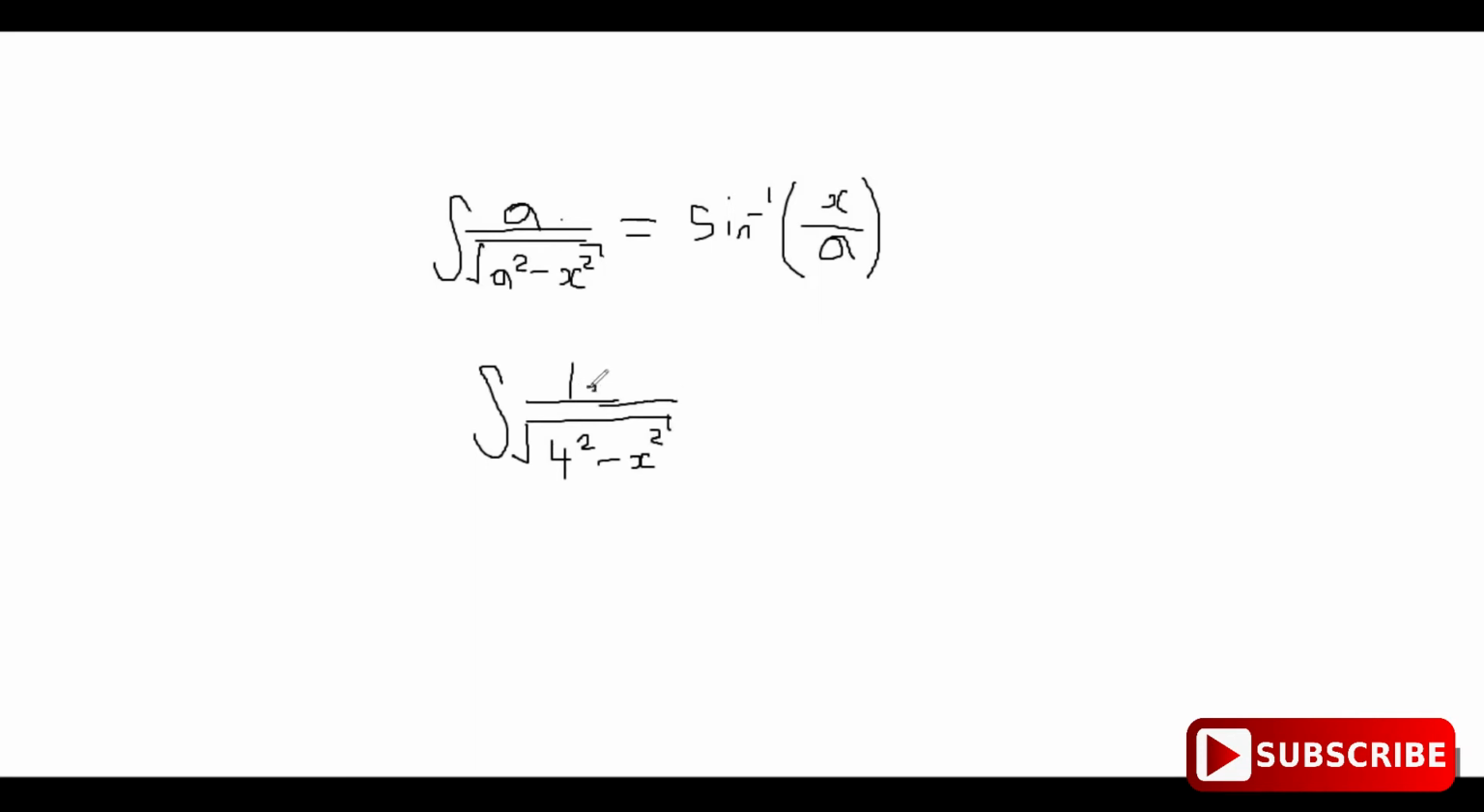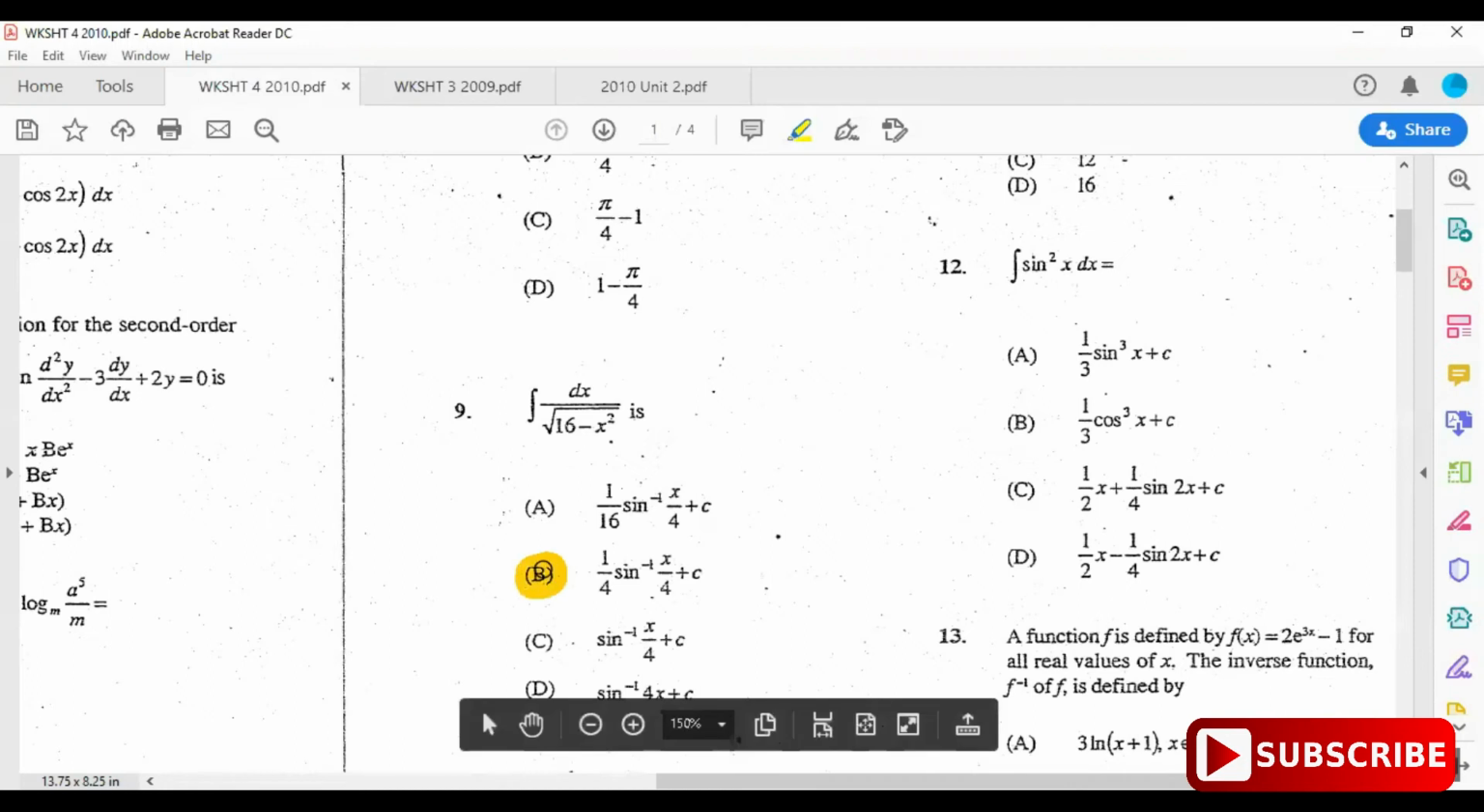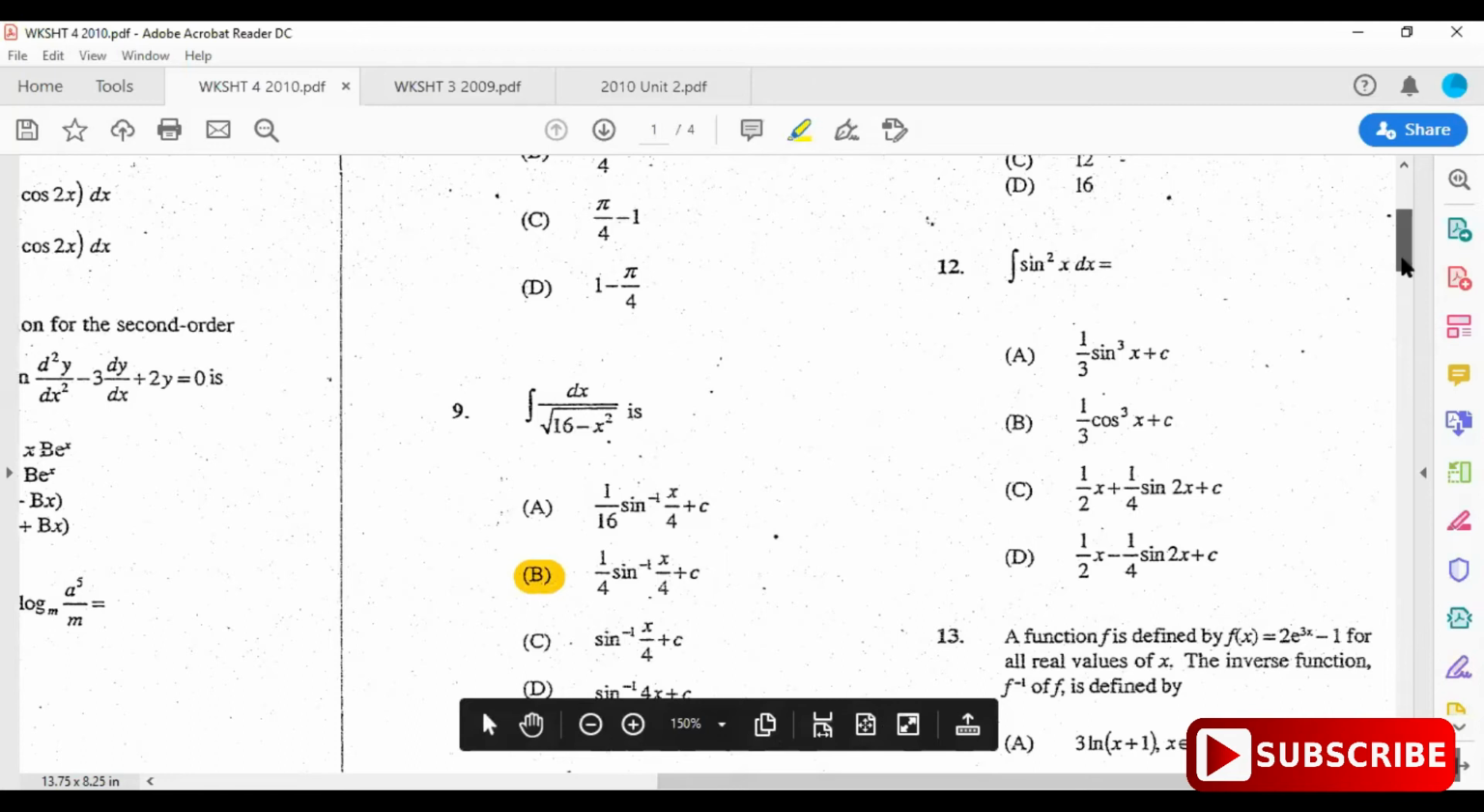All right, nice. So very good. You can put a 4 right here, but then put back a 4 on the outside, a quarter. And so what that integral is equal to is a quarter of sine inverse of x over 4. Very good. A quarter of sine inverse of x over 4. Easy stuff. That's B. All right, nice. That wasn't bad at all.